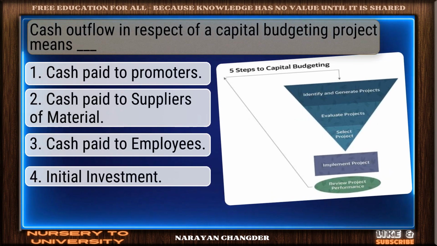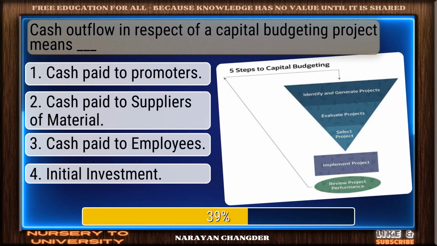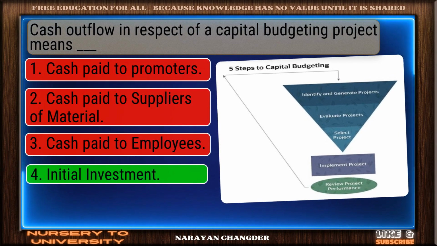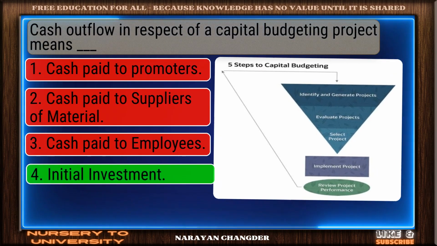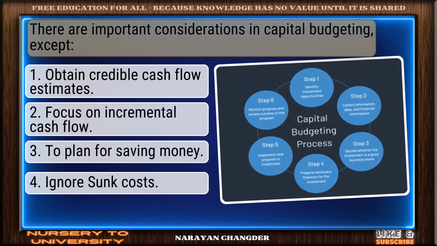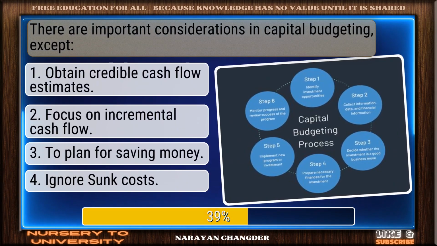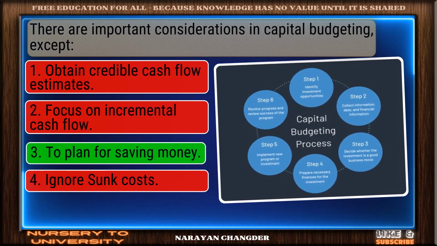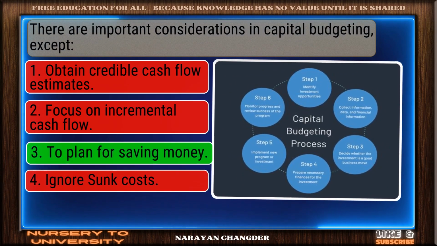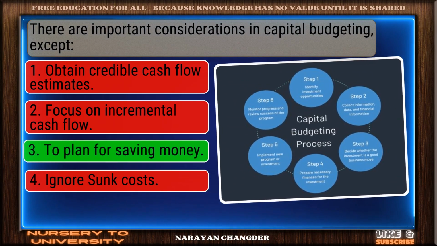Cash outflow in respect of a capital budgeting project means dash. Right again. Initial investment is a valid answer. There are important considerations in capital budgeting, except. You're right. To plan for saving money is the correct answer.